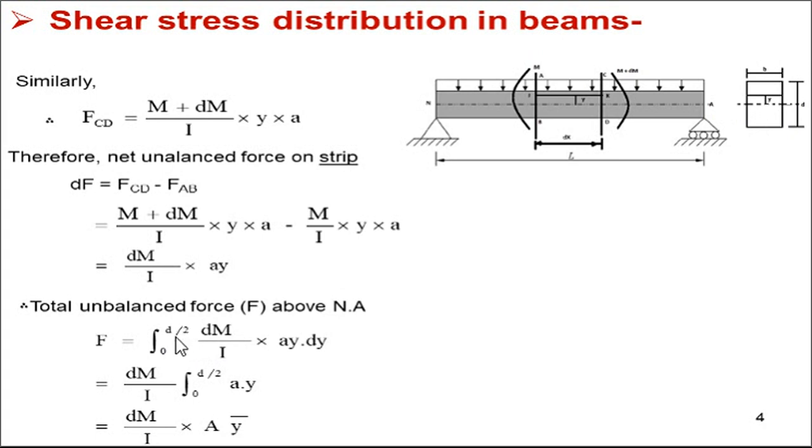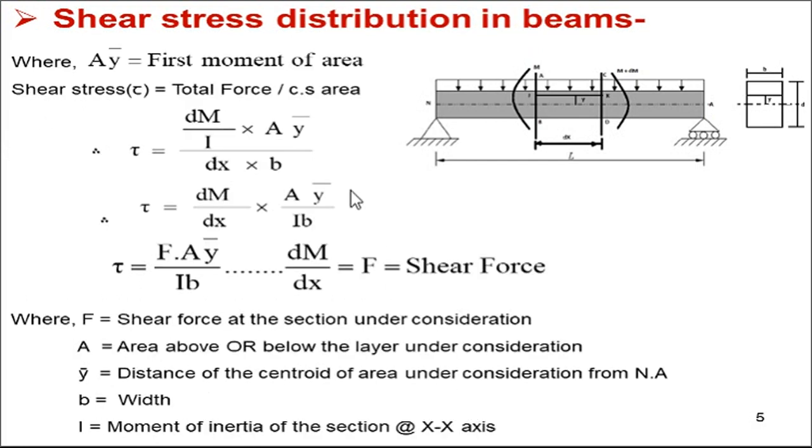So you can take the integration from 0 to d by 2 and use dM divided by I into ay with respect to dy. The constant we can take outside, dM divided by I, and take the integration from 0 to d by 2 of ay. After integration, this total term becomes capital A, because small a is used only for the strip cross-sectional area, and capital A is for the total area above the neutral axis, and y bar. So after integration, y becomes y bar.